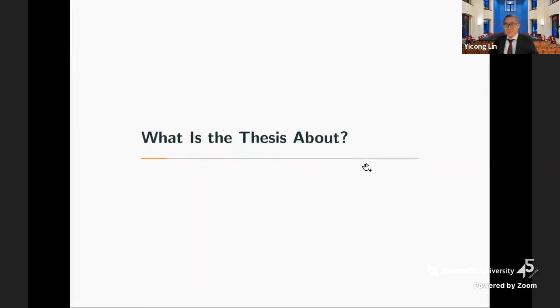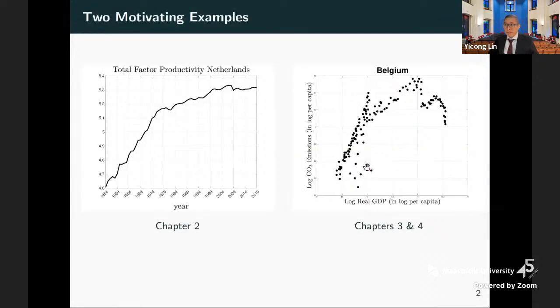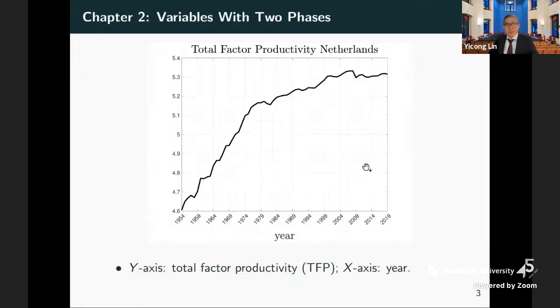My thesis is best motivated by the following two examples. The figure on the left-hand side is for chapter 2, and the figure on the right-hand side is for chapters 3 and 4. Now I'll give more details about these two figures. The first example is about total factor productivity. In the figure, the vertical axis represents the total factor productivity of the Netherlands, and the horizontal axis indicates the years.